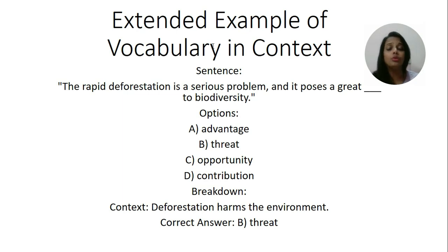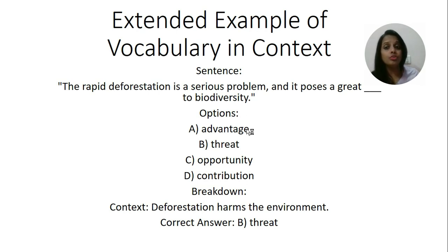This sentence is talking about deforestation, which is typically a negative concept when it comes to environmental impact, right? So, therefore, the words advantage or opportunity wouldn't make sense in the context, right? The word that fits best is threat because it aligns with the idea that deforestation harms biodiversity. When you go for the option advantage, it simply implies a positive result, which contradicts the idea of environmental harm. And if you take the words opportunity and contribution, both imply something beneficial, which doesn't fit with the negative tone of the passage, correct?